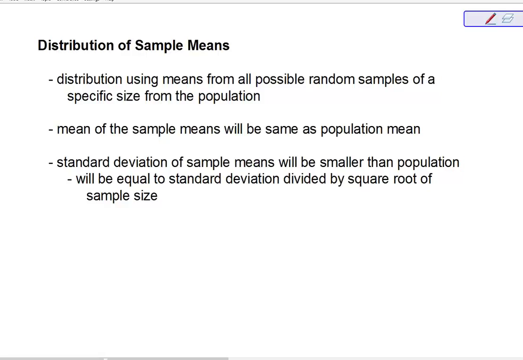We have already discussed how to solve application problems using the normal distribution. What we're going to look at now is using that for sample means, looking at the possibilities in a distribution using means from all possible random samples. And so we're going to be looking at multiple samples, and we're going to take the mean of the samples here.